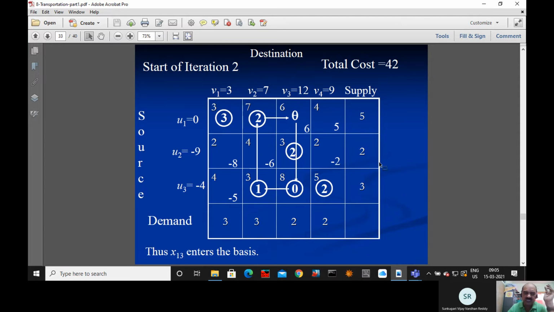With respect to the 6 basic variables, we have to calculate the dual variables again. The dual variables we calculate are u1, u2, u3, v1, v2, v3, and v4. With the same rule, u1 is becoming 0, u2 is becoming minus 9, u3 is becoming minus 4, v1 equal to 3, v2 equal to 7, v3 equal to 12, v4 equal to 9.